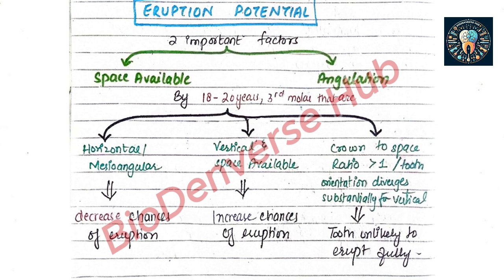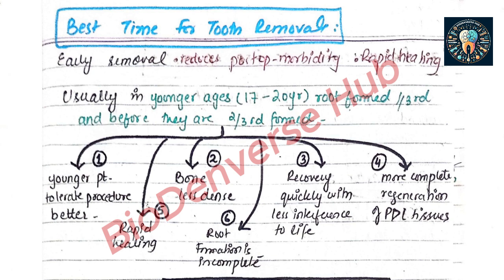So by judging these two factors, space available and angulation, we can make an early decision of either extraction of the tooth or that the tooth will be able to erupt into its normal functional position. Now we will be discussing the best time for tooth removal. For example, we have taken radiographs at 18 years or prior, and we have come to know that space available and angulation were not favorable and the tooth is unlikely to erupt. So what is the best time for its removal?